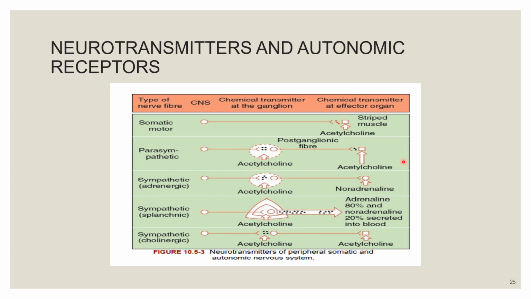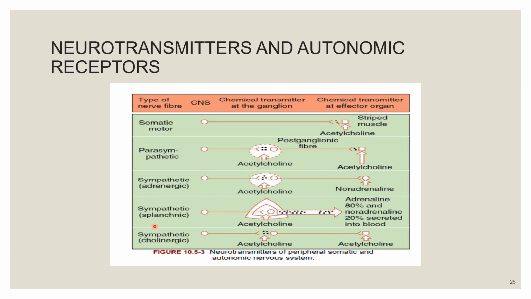They are cholinergic neurons. Now coming to the sympathetic, it may be different. Sympathetic adrenergic fibers will release acetylcholine at the ganglia and noradrenaline at the level of the effector muscle. That is noradrenergic or adrenergic sympathetic nerve fibers.